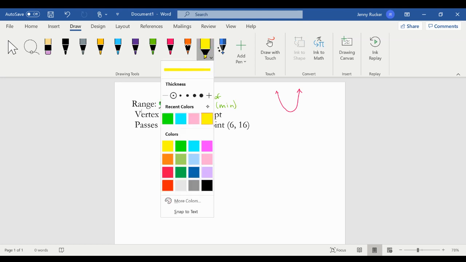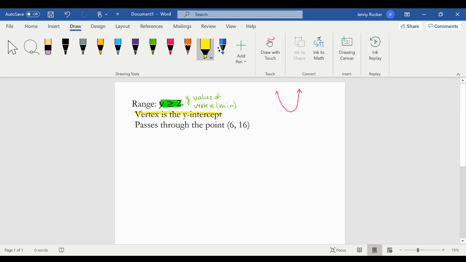Let's move on to the next key feature. It tells us that the vertex is the y-intercept. So that means the x value of the vertex is 0 since it lies on the y-axis. It also reveals that our parabola has even symmetry since the vertex is on the y-axis. So we can just do a rough sketch of our parabola. We know that this is at 0, 2 for our vertex. So we already have the vertex at 0, 2, which is our h and our k in our equation.